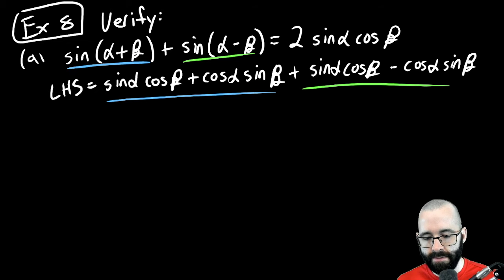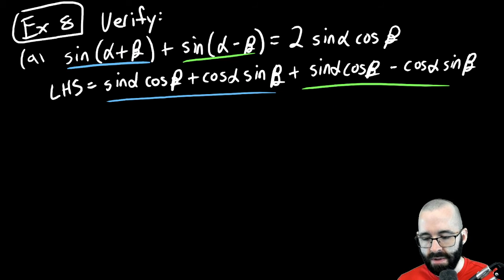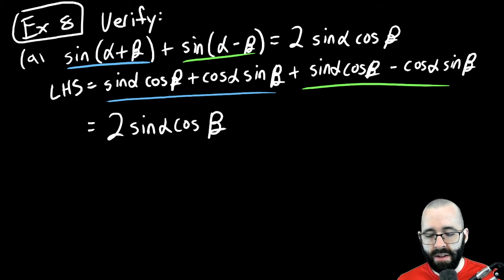Let's look at these. Let's look at this first term. Sine alpha cosine beta. Oh, we also have a sine alpha cosine beta here. Let's combine like terms. Now we have two of them. We had one sine alpha cosine beta. We added it to another sine alpha cosine beta. Now we have two of them. And we have a cosine alpha sine beta and a minus a cosine alpha sine beta. Oh, great. Those two cancel.